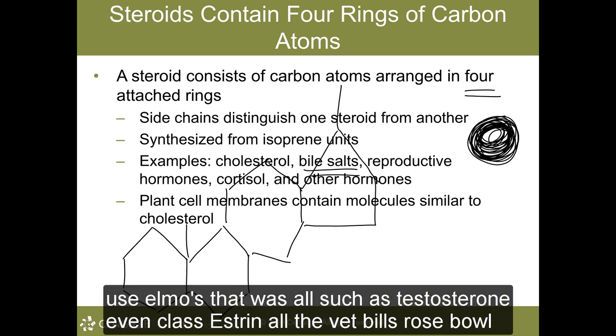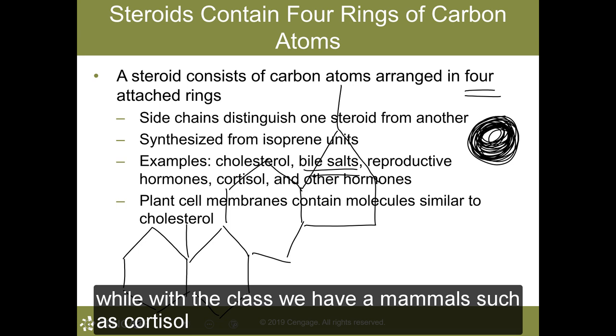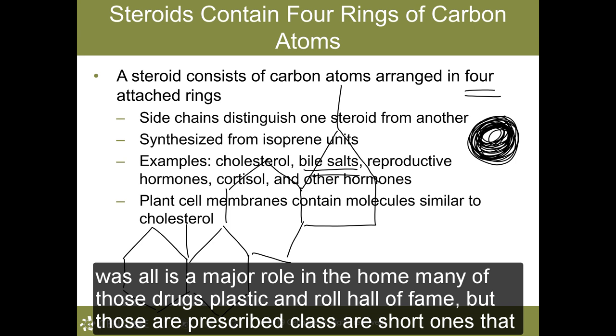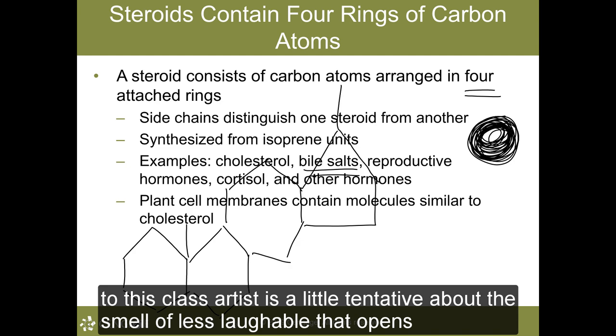With that, class, next, I'll say those hormones. You say hormones? Definitely so, such as testosterone or even estrogen. I'll leave it at those two hormones, but we must have those sex hormones, and they're steroid-based. Along with that, we have a number of other hormones, such as cortisol. Cortisol is a major steroid hormone, and many of those drugs that are prescribed are steroid hormones that we must have. And since they are steroid-based, they can pass directly across the cell membrane. So these, class, are the steroids, and I won't try to give you everything about them. Just enough.